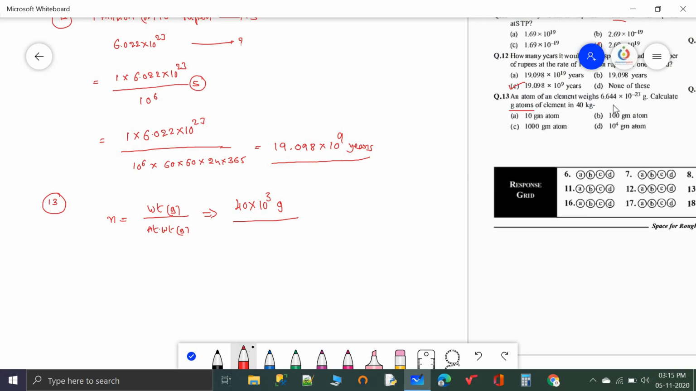And next one, atomic mass. Here the mass of a single atom is given, so that is 6.644 into 10 power minus 23. But this one atom, if multiplied with Avogadro number, then you will get 1 mole of atoms. Atomic weight is always for 1 mole, not for one atom. So it is equal to 10 power 23. These values get cancelled, this is approximately equal to 40. So these values get cancelled out. So finally you will get 10 power 3. So option C is correct.